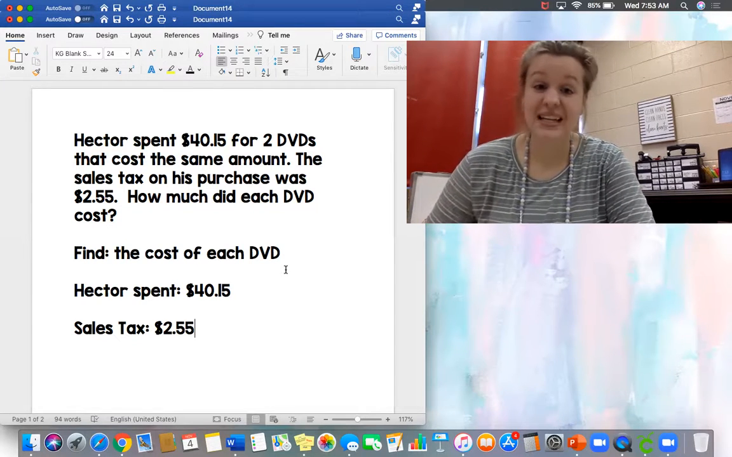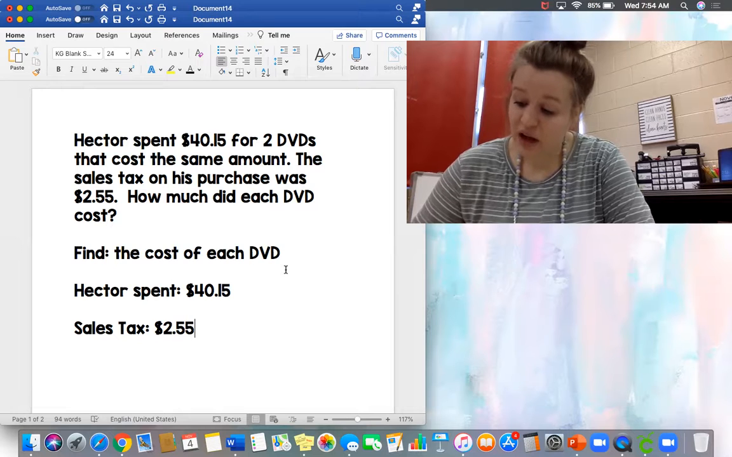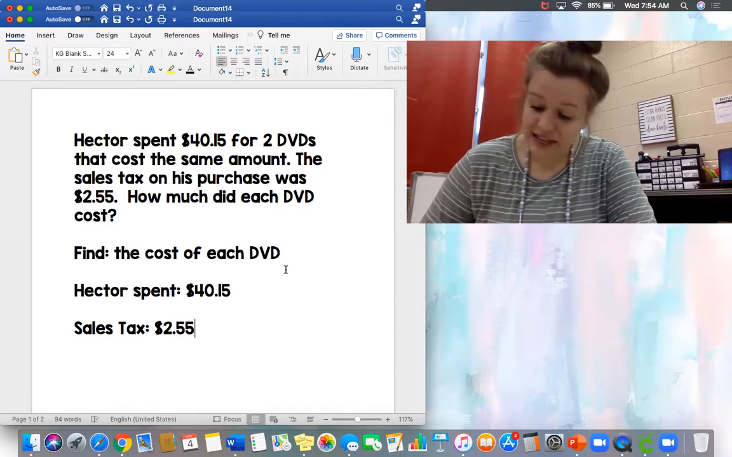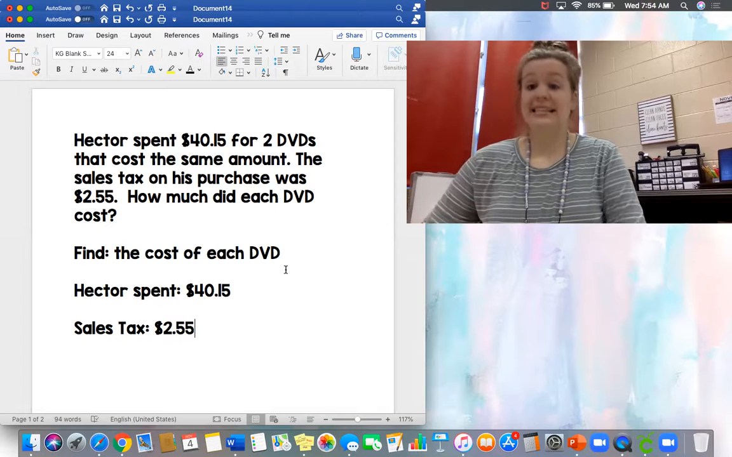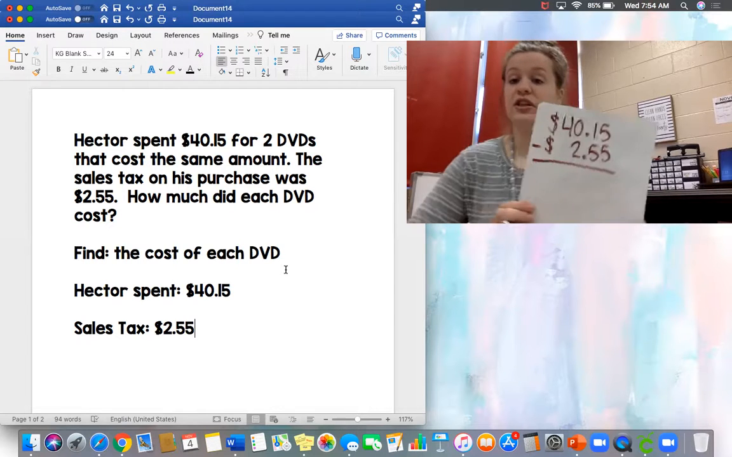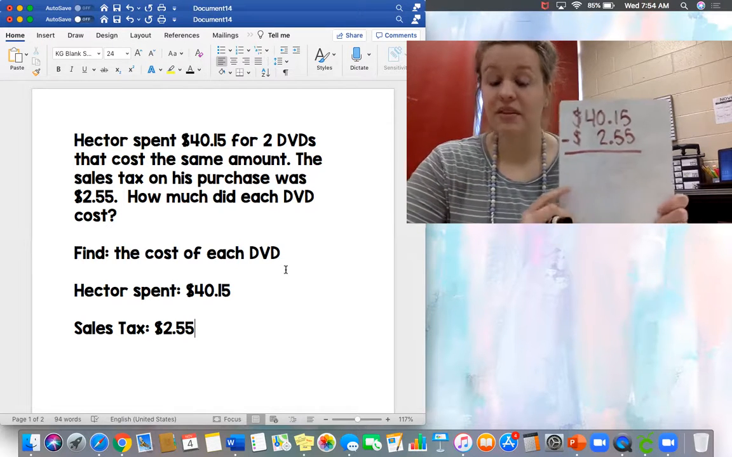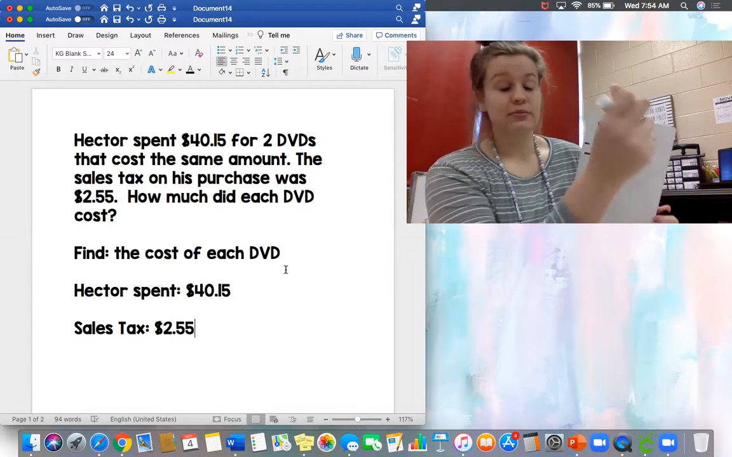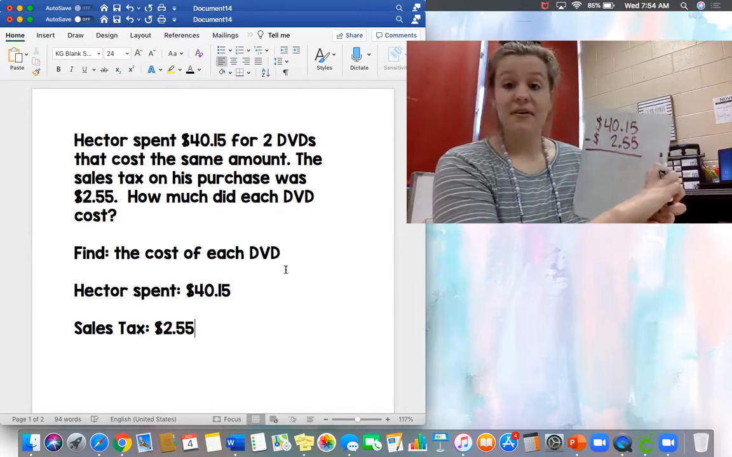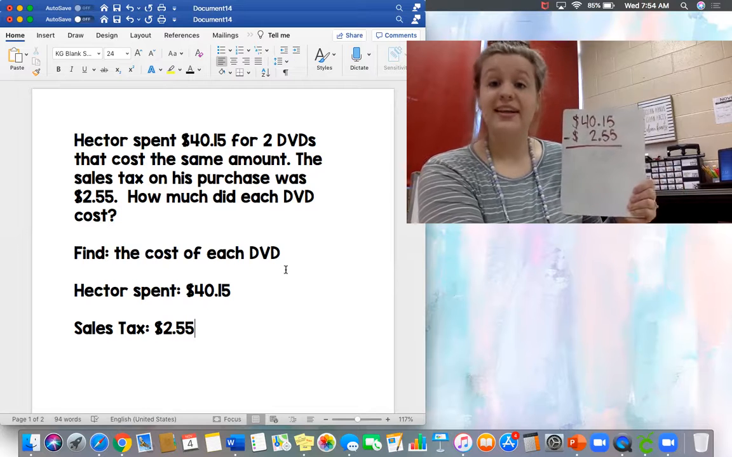$40.15, and we need to take away $2.55. Remember, when you are adding and subtracting decimals, you've got to stack those decimals one on top of each other. So this is how we should set it up. We start on the far right side when we are adding and subtracting. So 5 minus 5 is what?